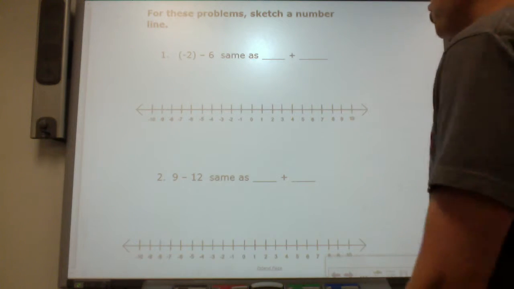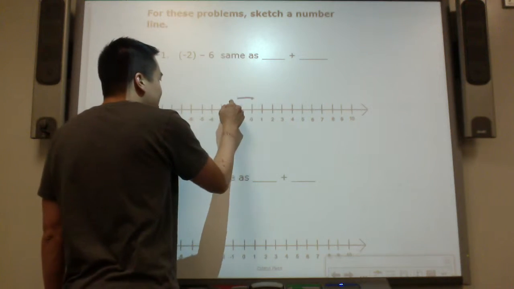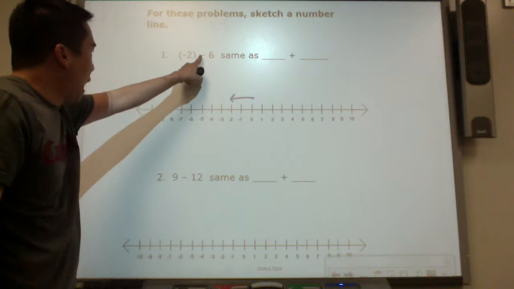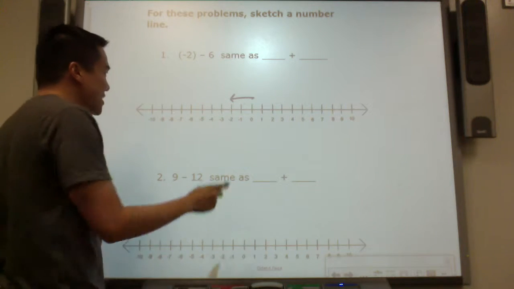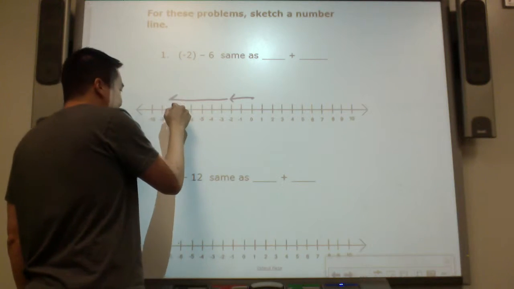So for these problems, sketch a number line. So starting at 0 again, I go back to -2. I go back 6. 1, 2, 3, 4, 5, 6.